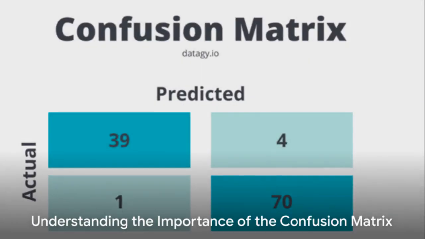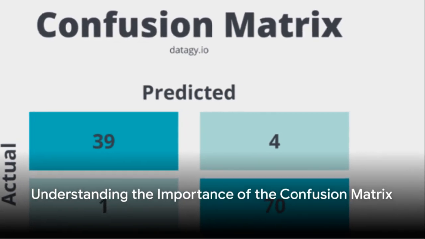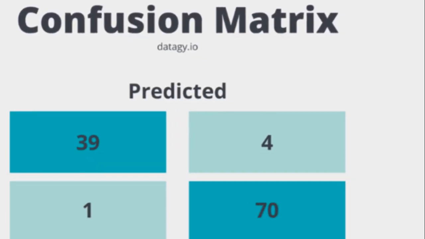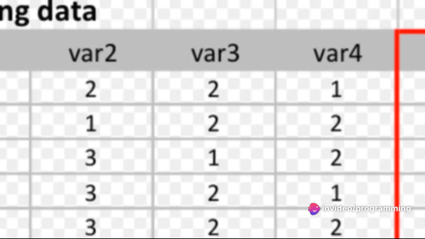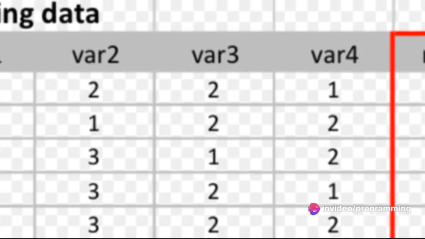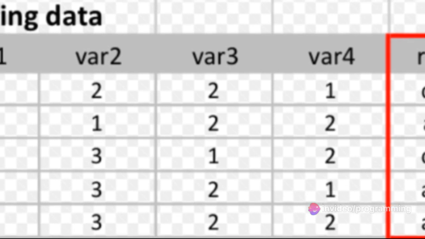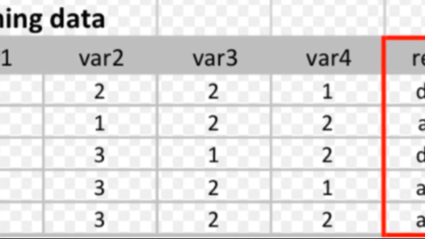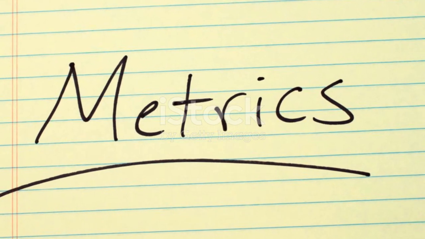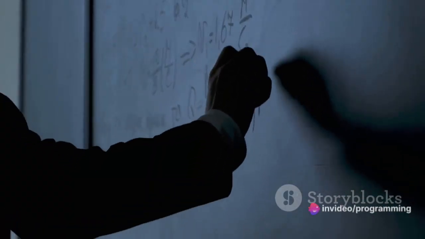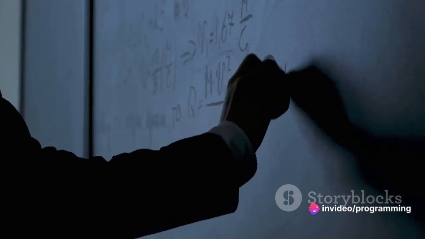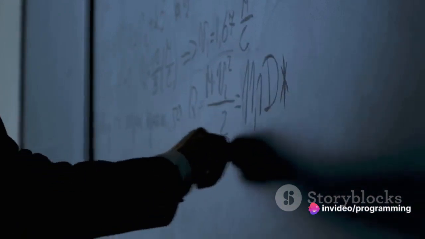By quantifying these outcomes, the confusion matrix provides a clear and concise summary of what an algorithm got right and what it got wrong. It's a cornerstone in understanding and improving the performance of machine learning models. But it's not just about counting correct and incorrect predictions. The confusion matrix also helps calculate more complex metrics like precision, recall, and F1 score.